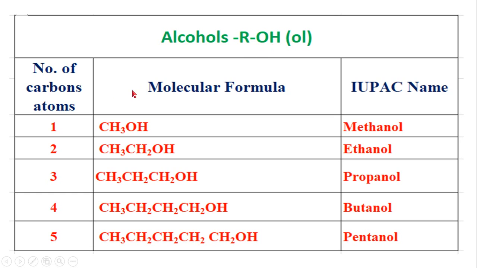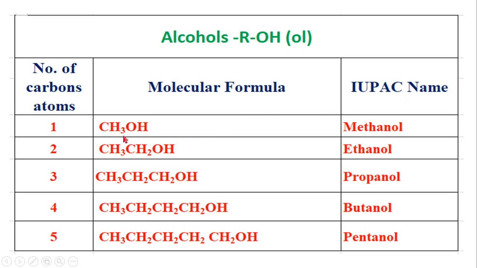Now let us remember the members of the alkane. 1 carbon, methane contains 1 carbon. So that is methane. 2 carbon means ethane. 3 carbon means propane. 4 carbon means butane. 5 carbon means pentane. So these are the members of an alkane. Here we have the number of carbon atoms, molecular formula, and IUPAC name.